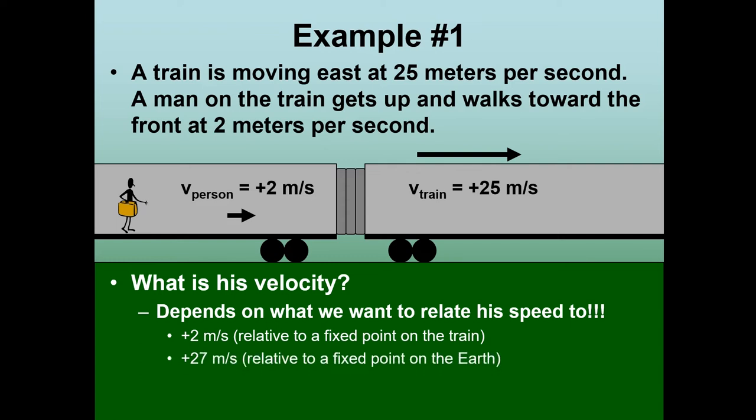However, if you're standing on the ground outside the train, we would say that his velocity overall is 27 meters per second, because the train is already moving at 25 meters per second, and then the person is also walking at 2 meters per second on top of that, meaning overall, from our perspective on the ground, it would look like he's moving a total of 27 meters per second.